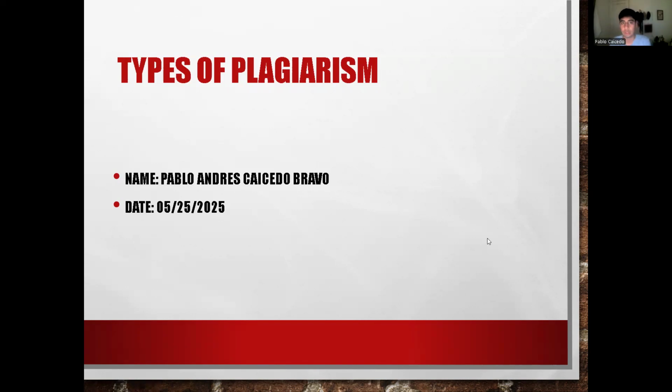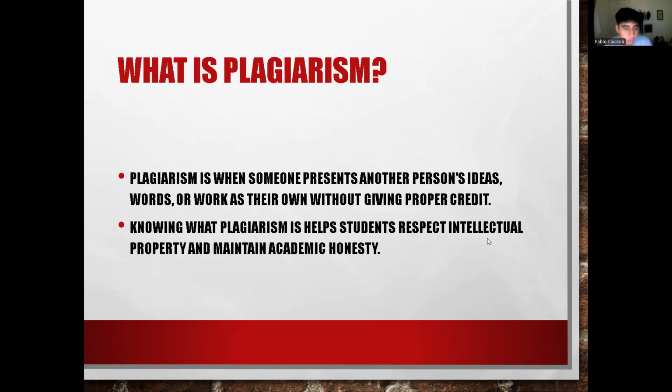And the topic of today is types of plagiarism. Let's start with what plagiarism is. Plagiarism is when, as the word says in English, plagiarize, right? Plagiarism is when someone presents another person's ideas or words as their own without giving proper credit, right? Knowing about plagiarism is how students respect intellectual property and maintain academic honesty, right?